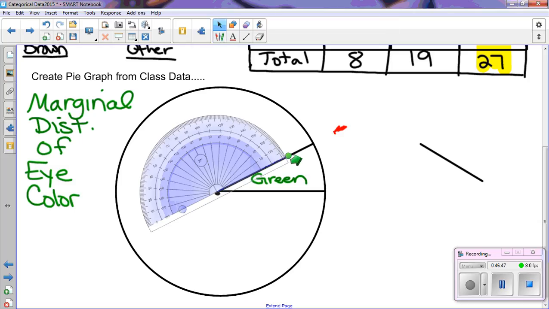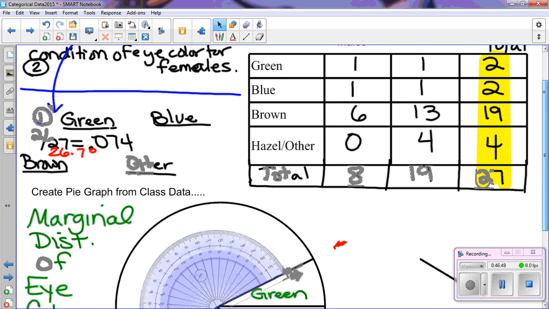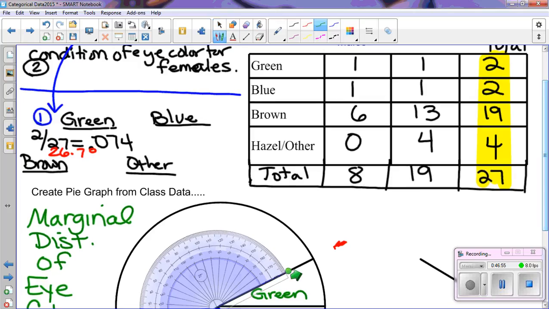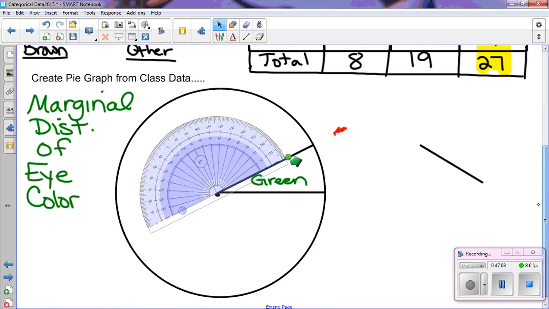What color did we do next? I think we did blue. Okay, blue's the same, isn't it? The same count. So blue is also 2 out of 27, which is about 0.074 or 26.7 degrees. And we'll go, notice how I've lined up my protractor this time. And I'm just going to continue around the circle to fill in all the pieces of the pie.